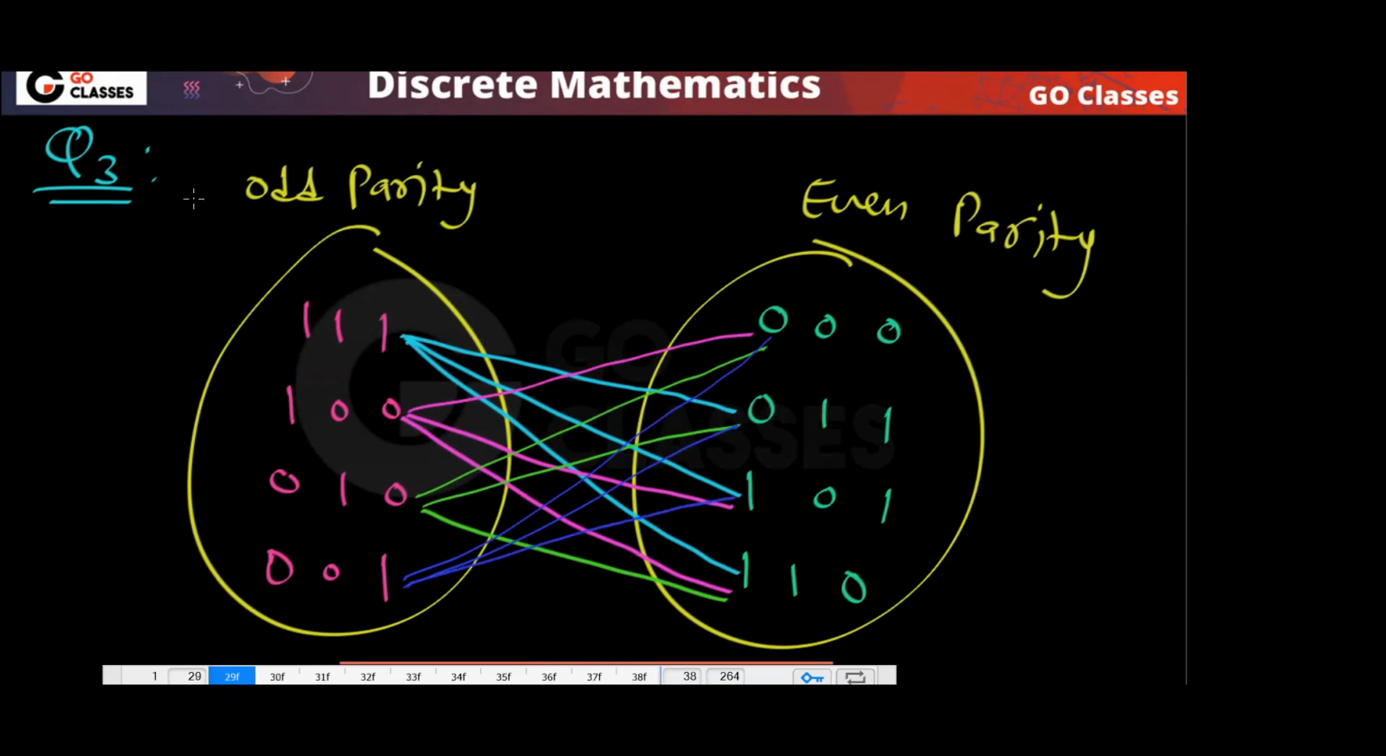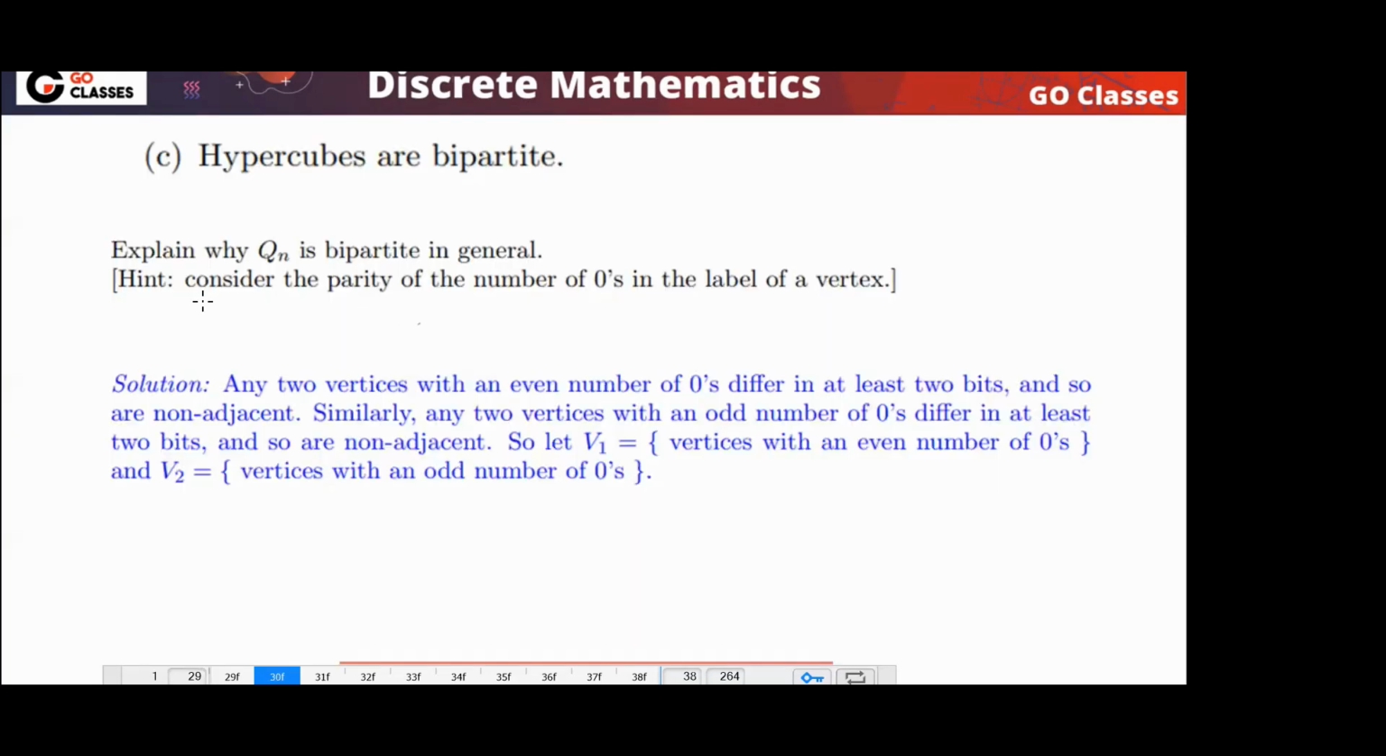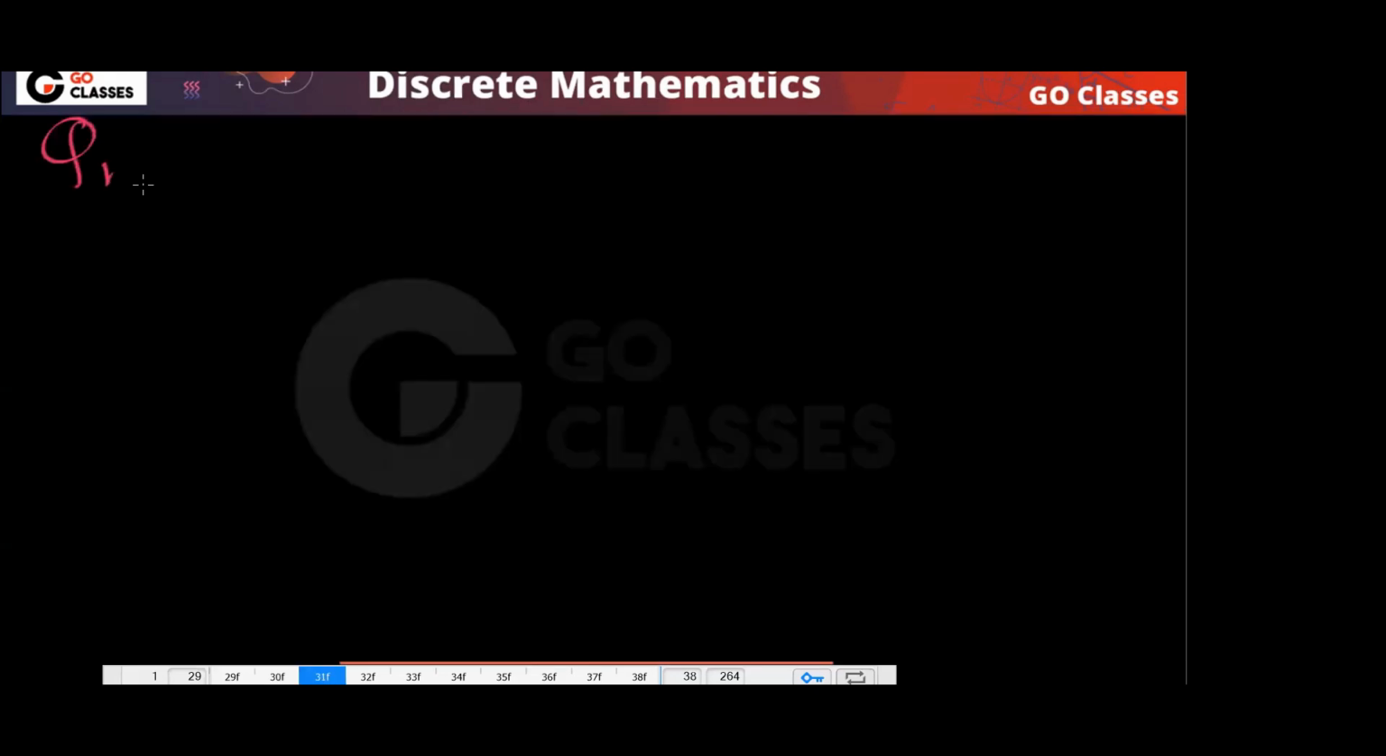So remember, hypercube graphs are bipartite. So why are they bipartite? Because all the odd parity strings you can put in one part, and all the even parity strings you can put in another part, whatever hypercube graph you take. So this is the idea. I hope this is clear. So remember, Qn for all n is bipartite.